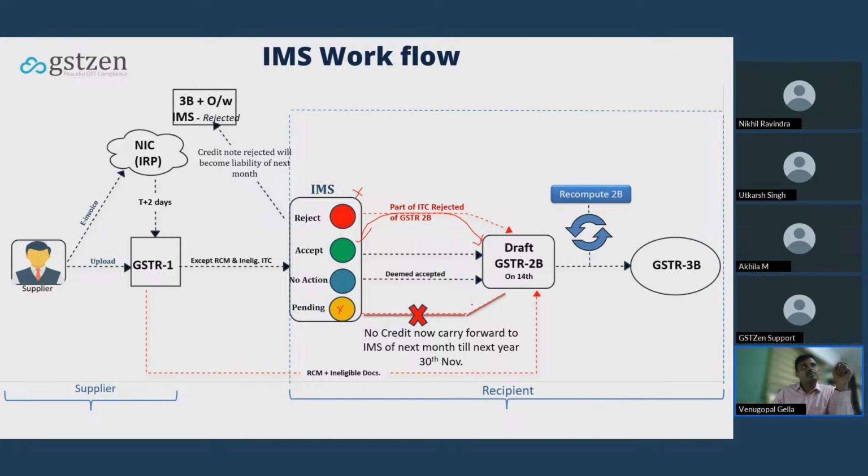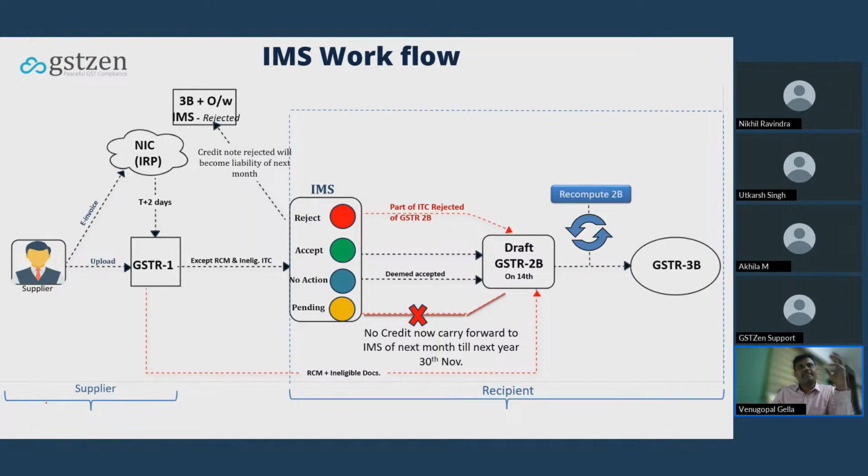Now, people always have this confusion when 2A and 2B was introduced. What is the source data which I need to use for reconciliation? Do I use GSTR 2B or do I use GSTR 2A? The answer to it is, initially we used to say 2A, now you do 2B. But look at today's situation.